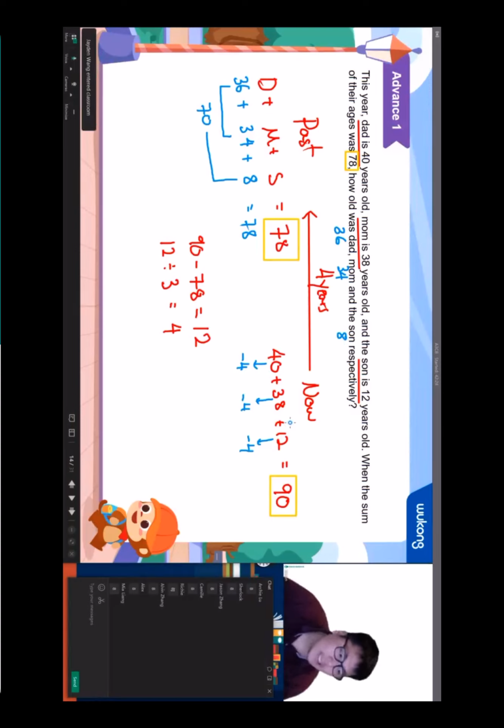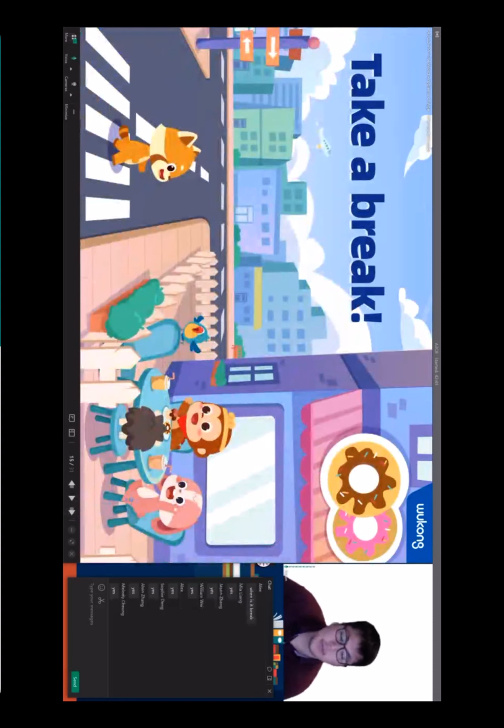As you can see, even the advanced question is not that difficult as long as you know how to use this method. Everybody agree? Yes, it's very, very good. All right, let's have a short break now.